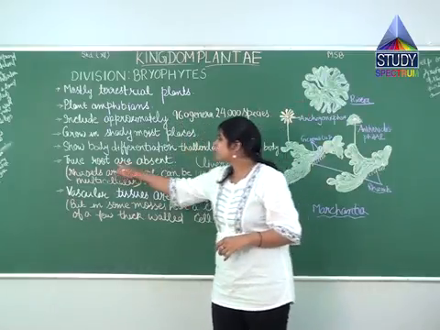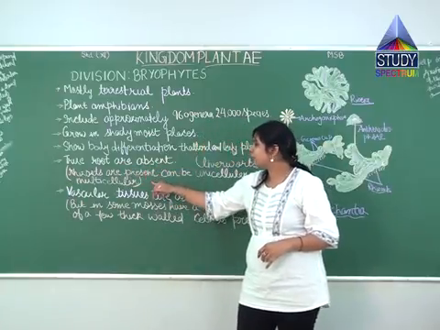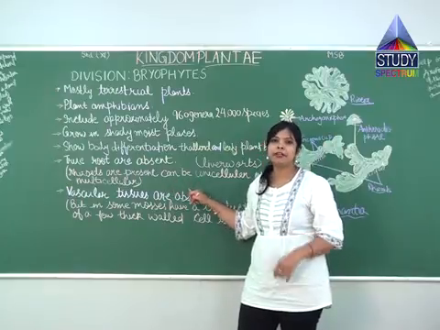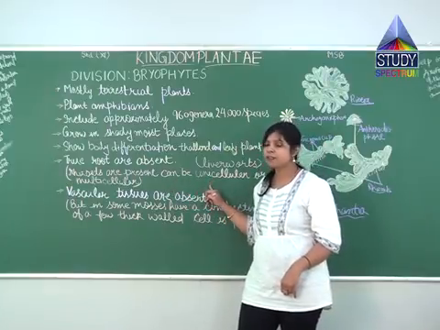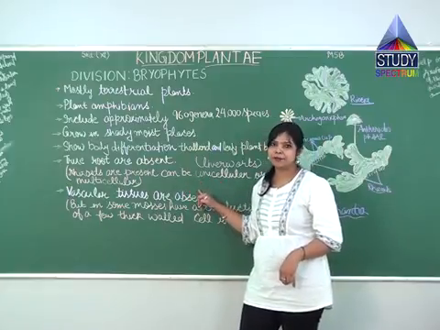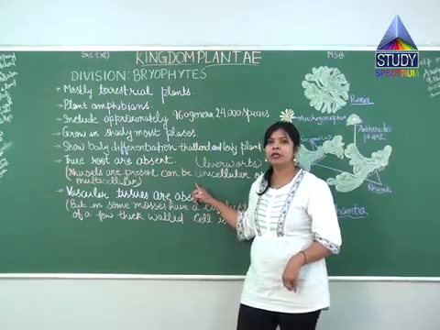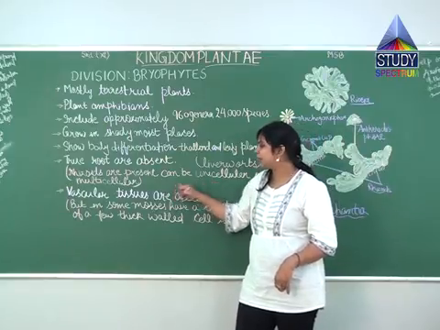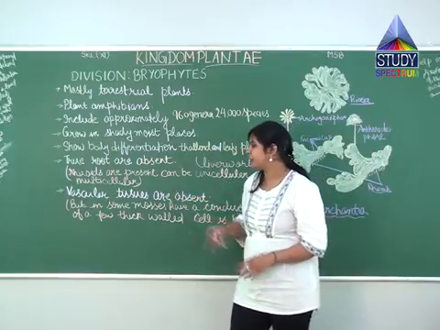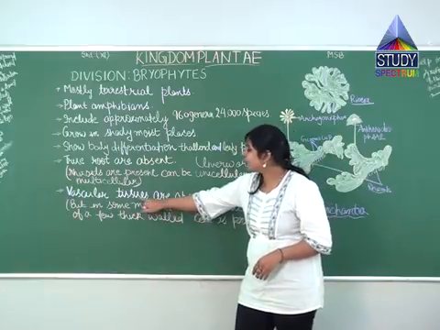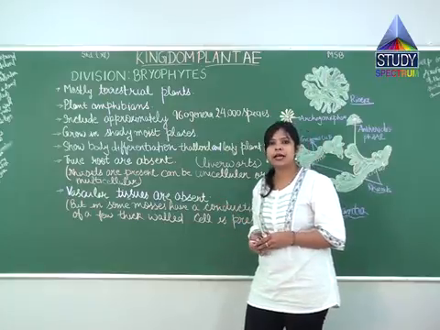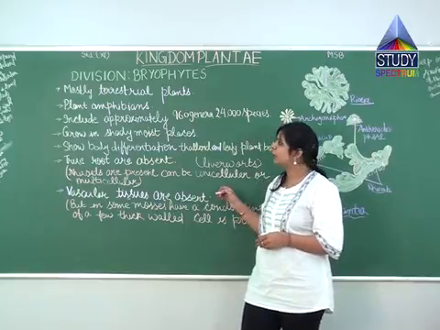Next, true roots are absent. Here rhizoids are present and they play the role of roots. If we take the example of liverworts, rhizoids will be unicellular, and they absorb the water and minerals from the soil and transport them into the plant. But if we take the example of mosses, rhizoids will be multicellular. Other than this, vascular tissues are absent, so because of that the plants do not grow very tall.